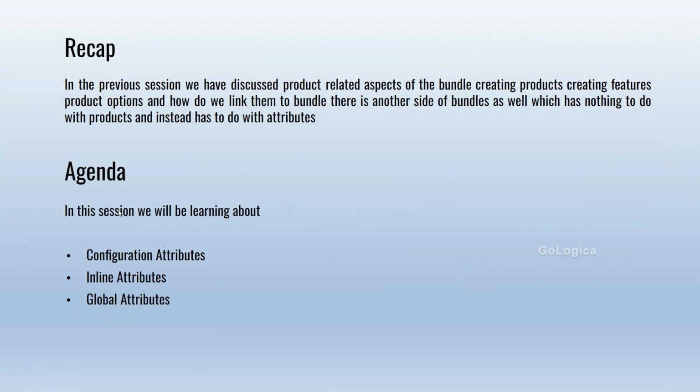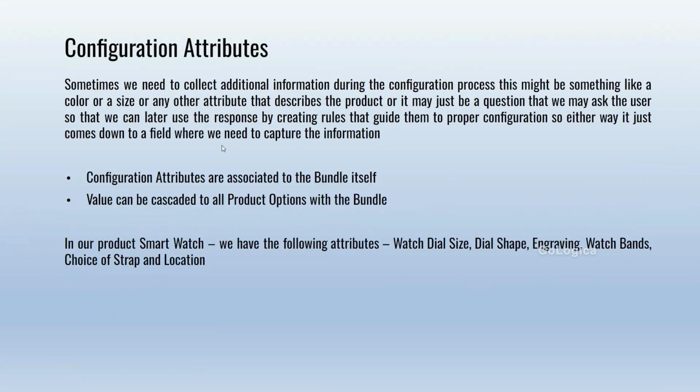So in today's agenda, we would be learning about configuration attributes, inline attributes, and global attributes. So there are three types of attributes. We would be seeing how we can define them and configure those attributes. Configuration attributes are where we collect additional information from the users, what type of product they are looking for. Say for example, color and size. So color and size are generic attributes.